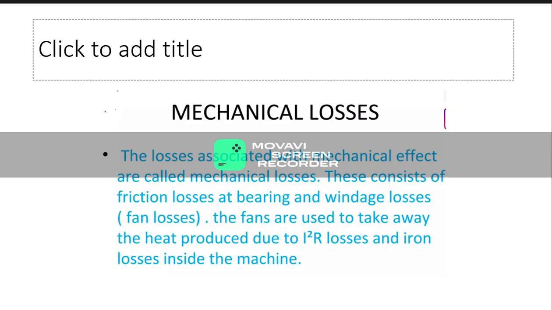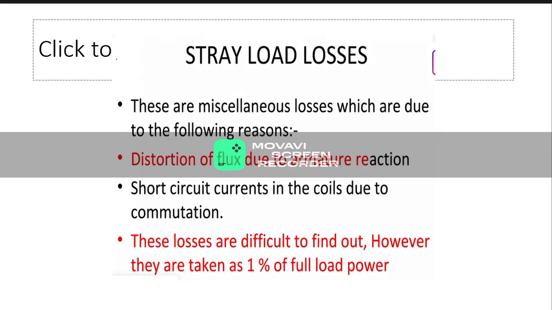Next is the mechanical loss, also a constant loss, occurring in the mechanical parts of the DC generator. It consists of frictional losses at the bearings and windage losses. Frictional loss and windage loss are the types of mechanical losses in a DC generator. Fans are usually used to take away the heat produced by the I square R losses and iron losses inside the machine, reducing their effect.